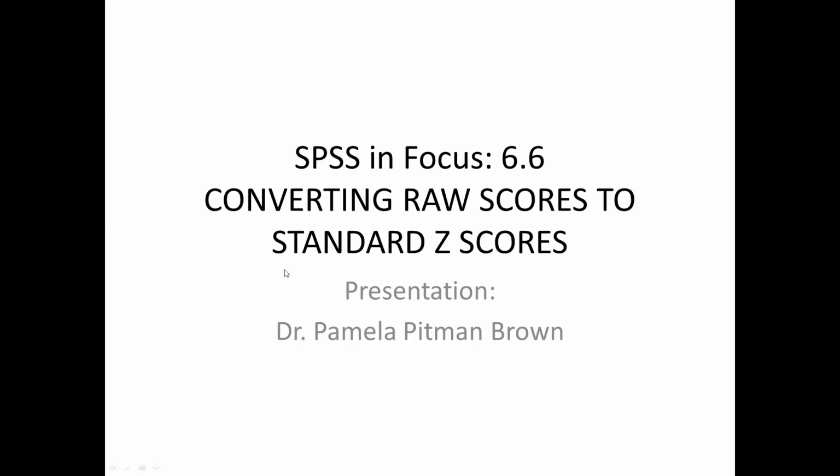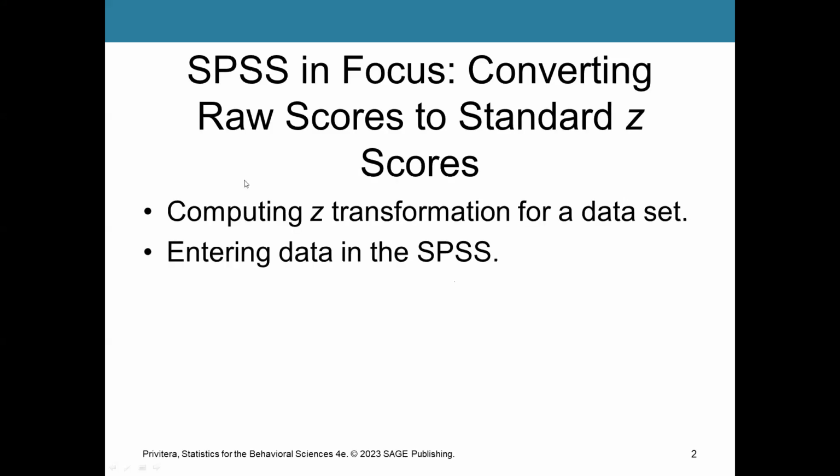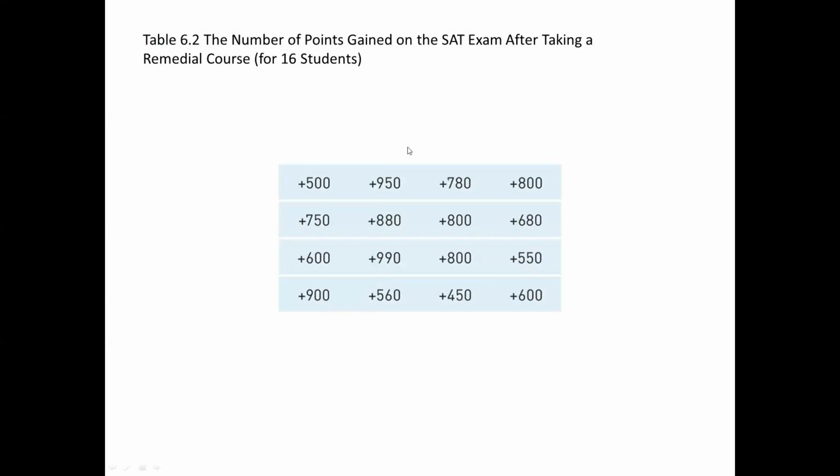We're looking at SPSS and Focus 6.6, converting raw scores to standard z-scores. So we'll be computing z-transformation for a data set and entering data into the SPSS. Now, what you're looking at here is table 6.2, and here's what this is.